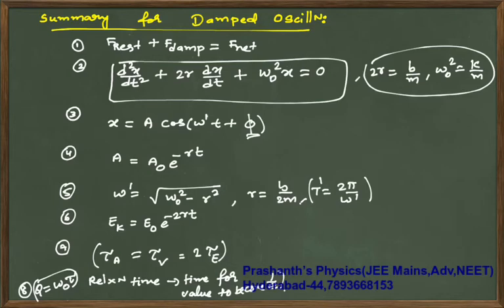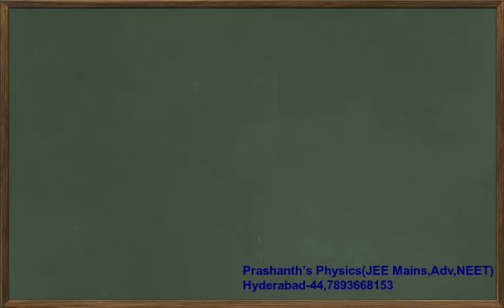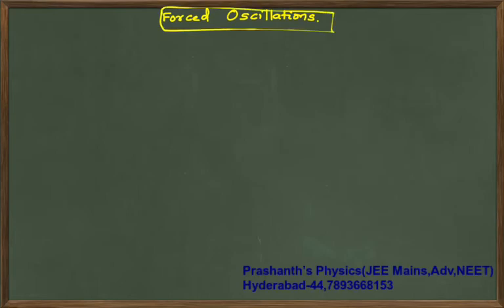So let's continue further. Now your damped oscillation is basically a situation where some external force is acting. Now next case is your forced oscillations. Even though I have told you right in the start itself, a sub part of forced oscillation is resonance.